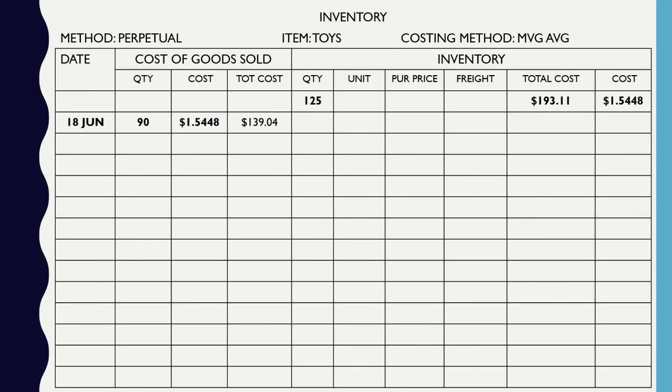$139.04. So what do I do? Subtract it out, and now I have an ending balance remaining on my inventory of 35 units at a grand total of $54.07. Okay. And of course, I also calculate my average cost just to make sure that my amount did not change. So in this case, it did not change. Okay.